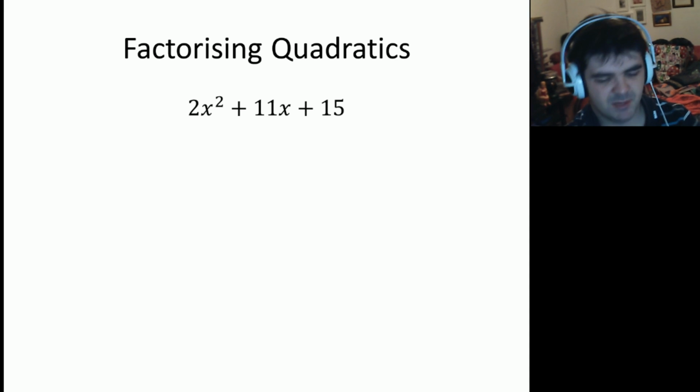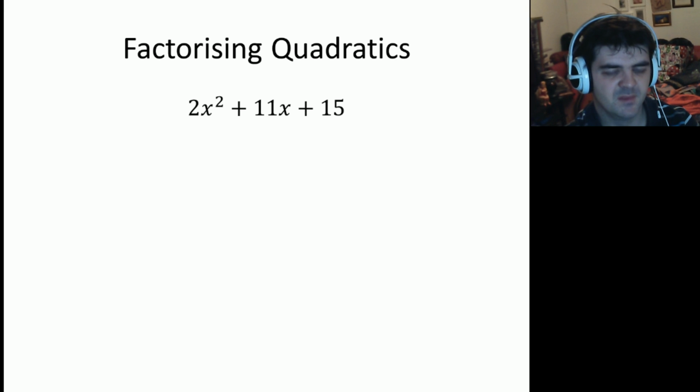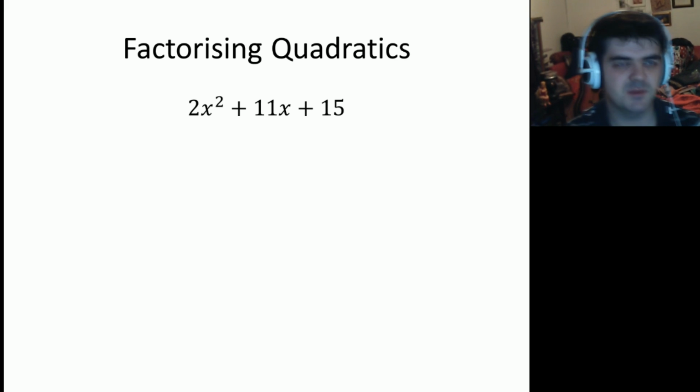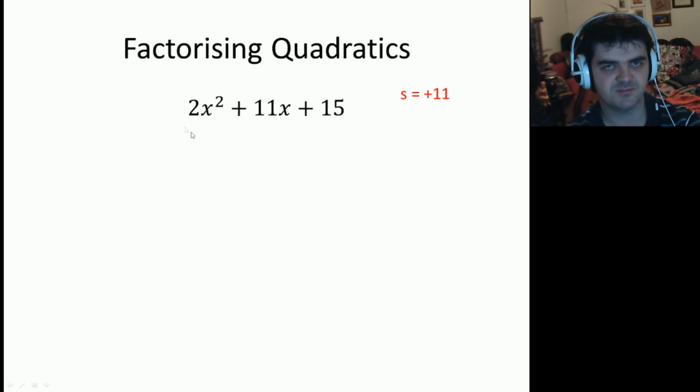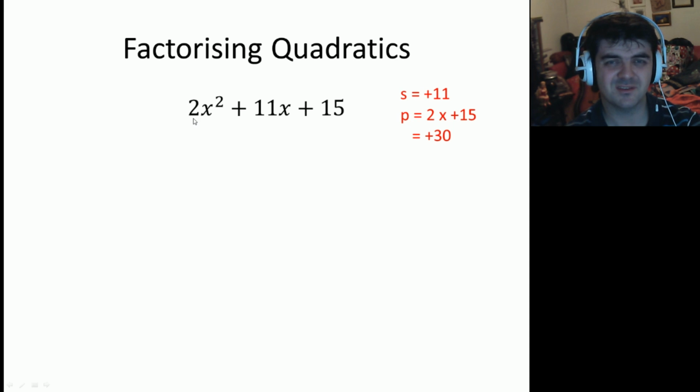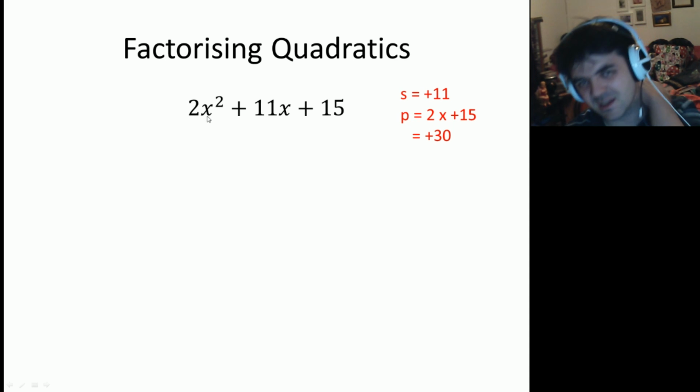You can use the same principle as beforehand, but fudge the numbers a little bit. But the fact that it's 2x squared at the front here changes an awful lot of things. The sum of our two numbers is still 11. But when we're working out a product, we'll multiply this product by this number that's at the start here. And you'll see why in a second.